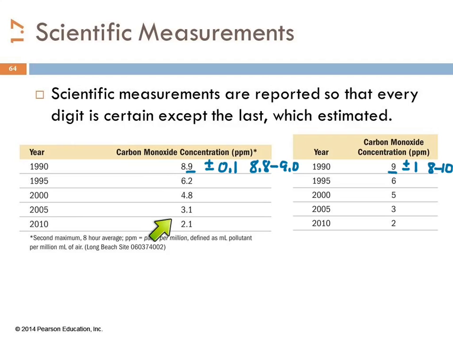And so scientists are very careful when they record their measurements. We don't just round stuff off to have nice round numbers. We record things very carefully to imply how closely we measured them. Last digit, always estimated.